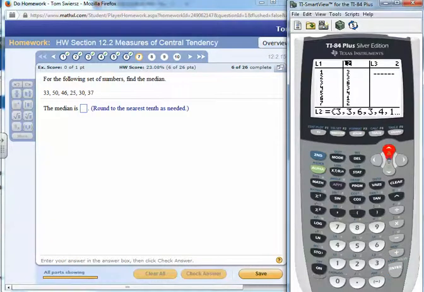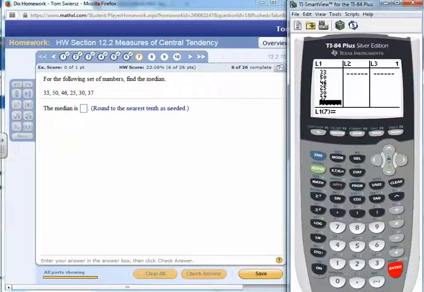We don't have frequencies, so we're going to clear out L2, and we're going to clear out L1 because we have different values, and we're going to put in our values in L1 one at a time. So 33, enter, 50, and then a 46, third value. The fourth value is 25. The fifth value is 30. The sixth value is 37. Now, we don't have any frequencies, so we don't have to put anything in L2.